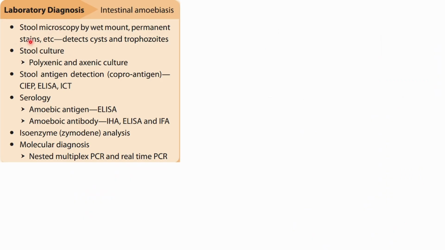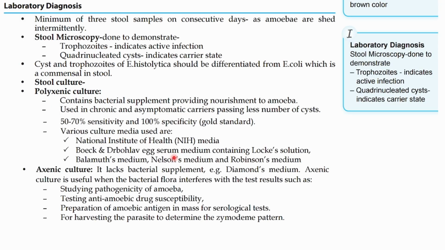Then we can do the stool culture, which has two types: one is polyxenic culture, the other is axenic culture. Here we have Diamond's medium and all, and here the National Institute of Health medium. Then we check for antigens, also called coproantigen, present in the stool. Then we have serology, amoebic antigen by ELISA, amoebic antibody, isoenzymes, zymodeme analysis, molecular diagnosis, nested multiplex PCR and real-time PCR. We will go into detail.